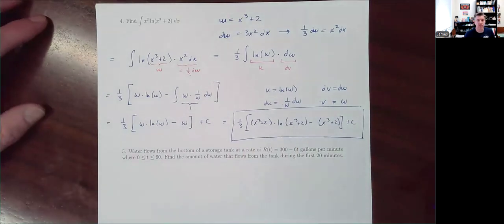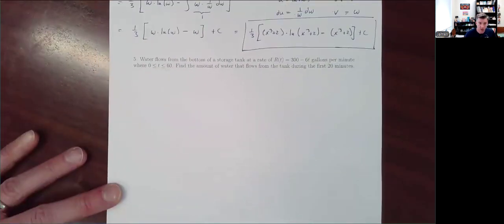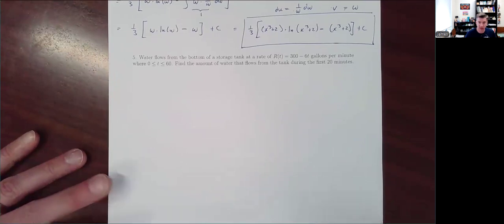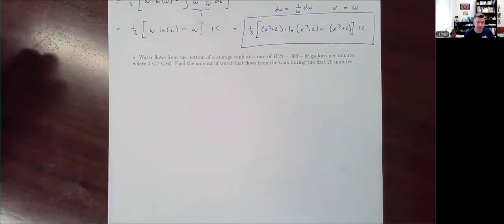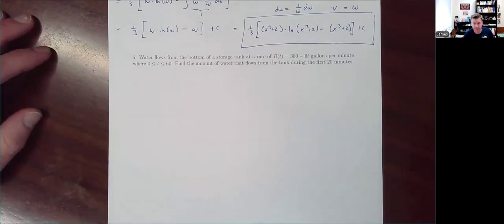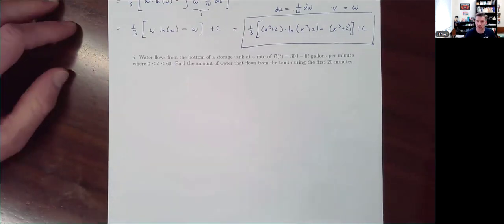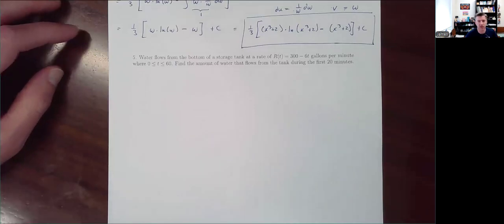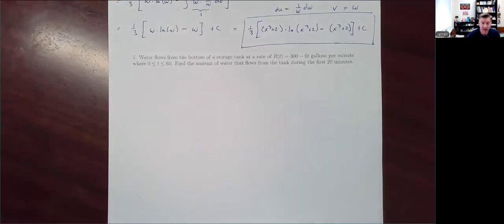Okay, next question. Water flows from the bottom of a storage tank at a rate of R of t equal to 300 minus 6t gallons per minute, where t is between 0 and 60. 60 is probably actually too big, but no worries. Find the amount of water that flows from the tank during the first 20 minutes.